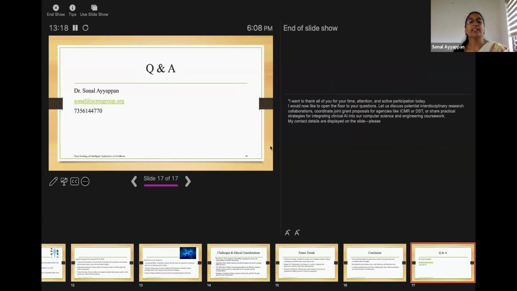Yeah, I got a message in the chat box: will deep learning completely replace doctors in future, or will it mainly assist future doctors in better decision-making? Yes, the second part is correct. Whether it is AI or machine learning, it is not completely going to replace anyone.